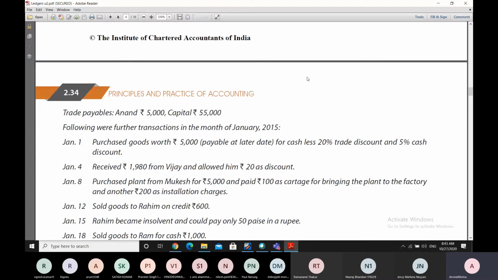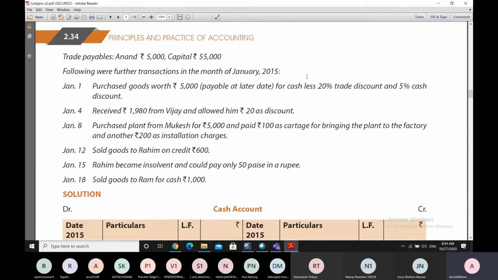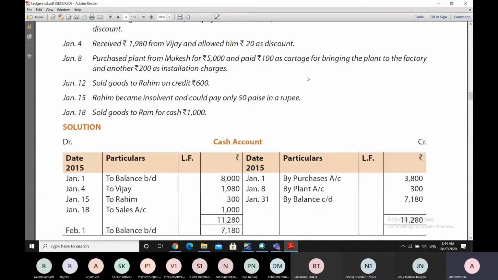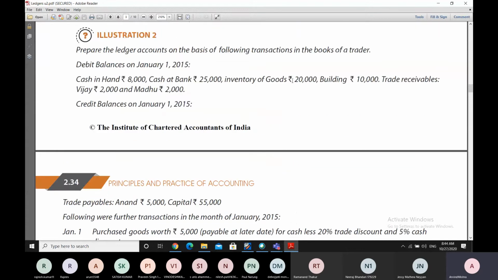Now here in the illustration 2, we have to look at how the entries are being made in the ledger. So we have to first of all see which are the accounts that are going to be affected. So let's say first of all there is a cash in hand. So let us look at this cash in hand account more closely and see what will be the entries that will be made in the cash in hand account.